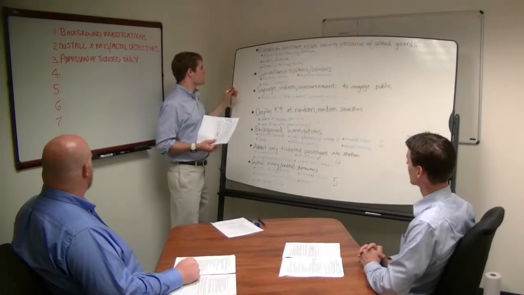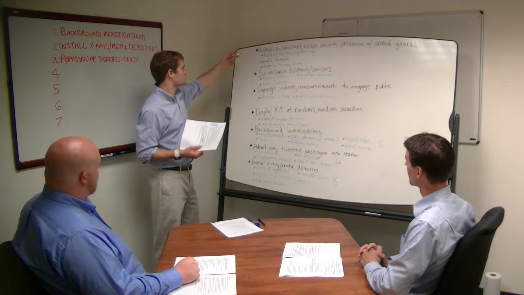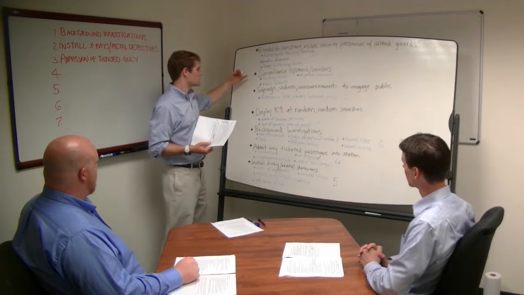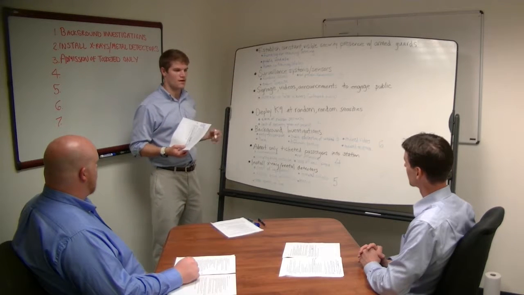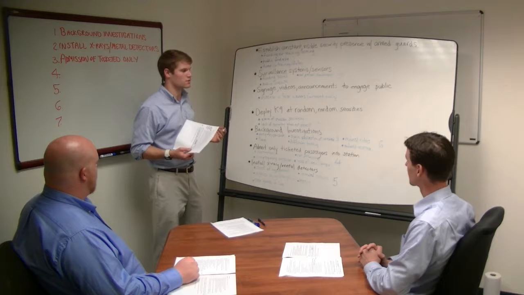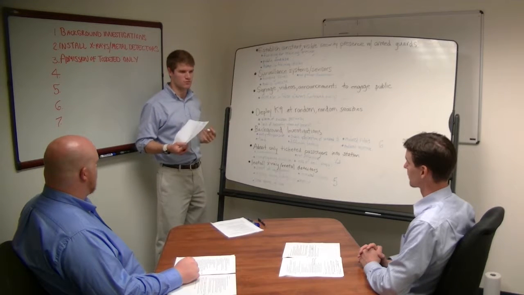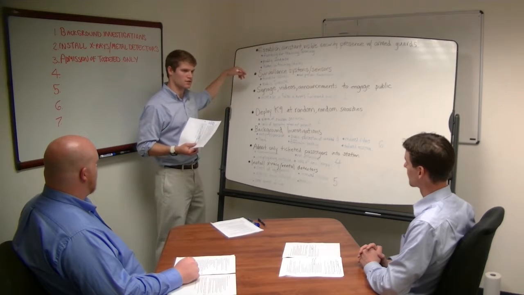So next we have these 2 solutions that we came up with, the constant visible presence of armed security guards, and then also the surveillance systems and sensors. They both, as you can see, have 3 negative aspects associated with them. So we need to come up with a way really to break this tie for our purposes. So what else could we consider to help us rank these 2?